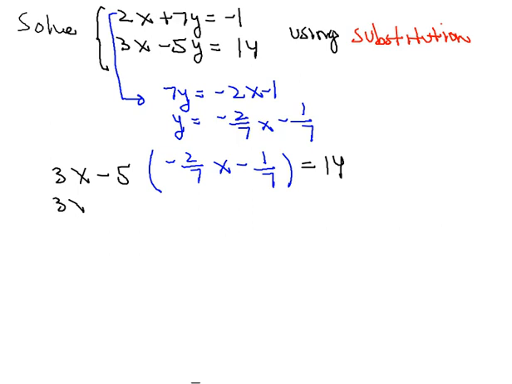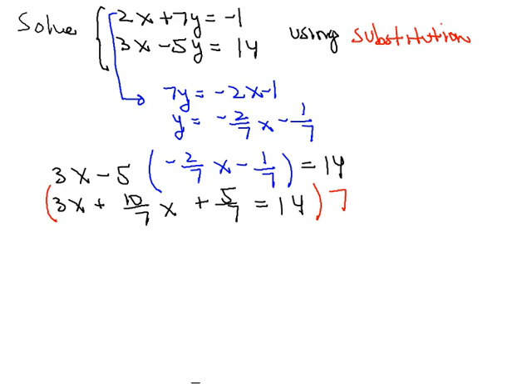So we'll have 3x continuing the process here, and if we distribute, we can see that the -5 times the -2/7x will produce then plus 10/7x, and -5 times the -1/7 will produce then 5/7, being equal to 14. Now, since I don't like fractions a great deal, and I'm sure you probably don't either, what I'm going to do next is to eliminate the fractions from the equation. And to do that, I'm going to multiply every term here by 7.